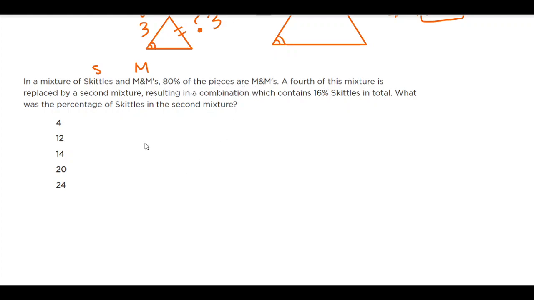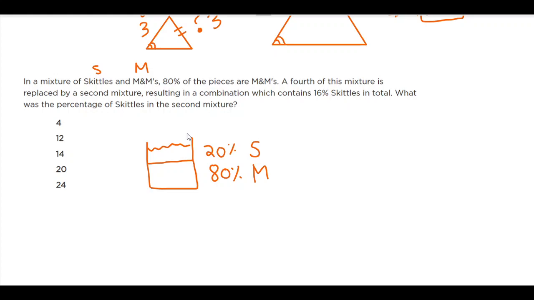Okay, let's try to visualize this a little bit. So there is some type of mixture, okay? And if I do this 20-80 separation, let's say this is 20%, this is 80%. So the question basically is saying that 80% of the pieces are M's, and 20% are these Skittles, or whatever the S thing is. A fourth of this mixture is replaced by a second mixture.